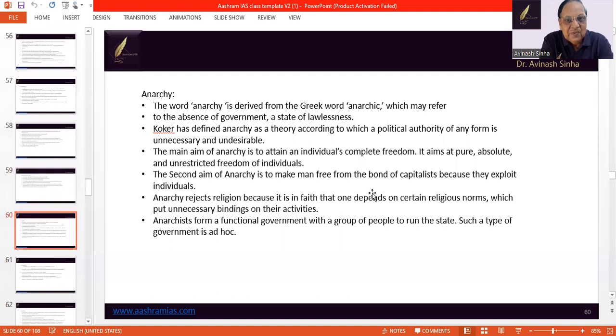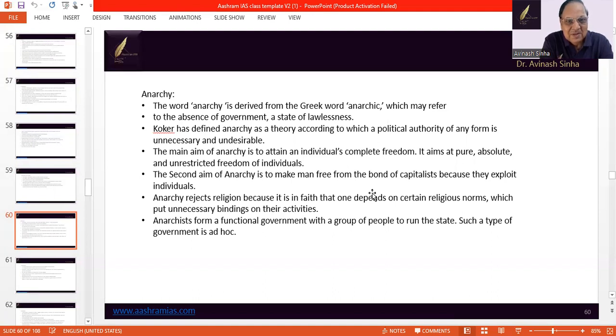Now, there are different forms of government. And the first is anarchy. The word anarchy is derived from the Greek word anarchia, which may refer to the absence of government, a state of lawlessness. It is this that we call anarchy.